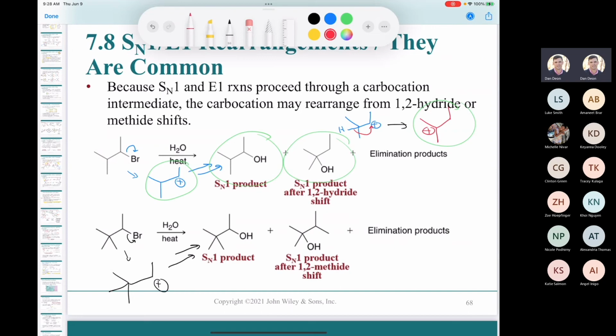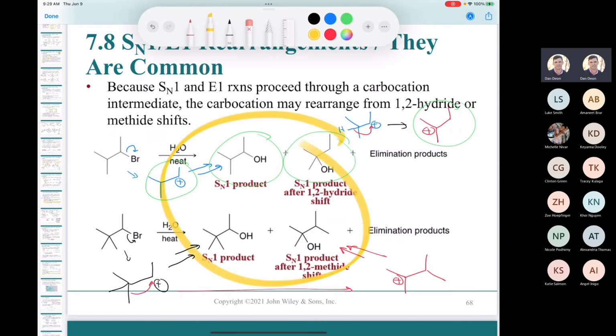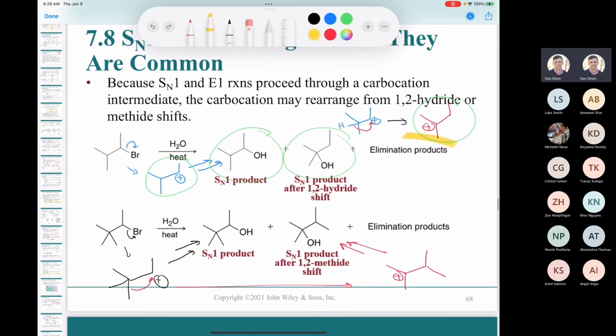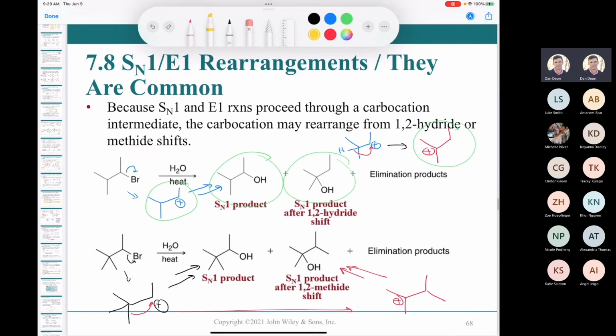However, this one can undergo a methyl shift like this to give us this carbocation, so right here, and then that can undergo a nucleophilic attack and a proton transfer to form a second substitution product. And I haven't even mentioned the elimination products yet. Right? We can form mixtures of SN1 products, and then we can also form elimination products. So there's a whole bunch of different products that you can form in SN1 reactions.